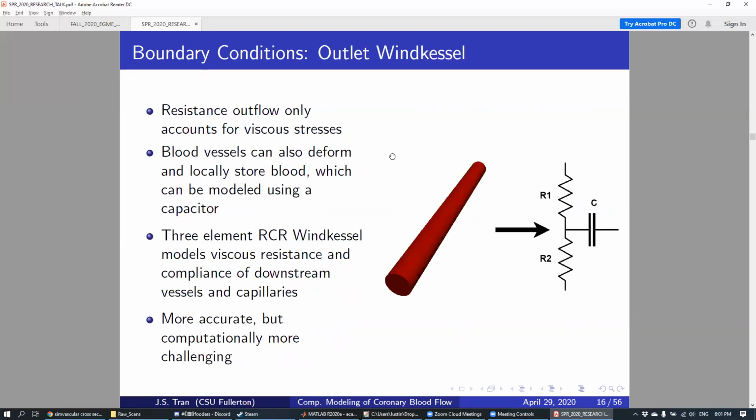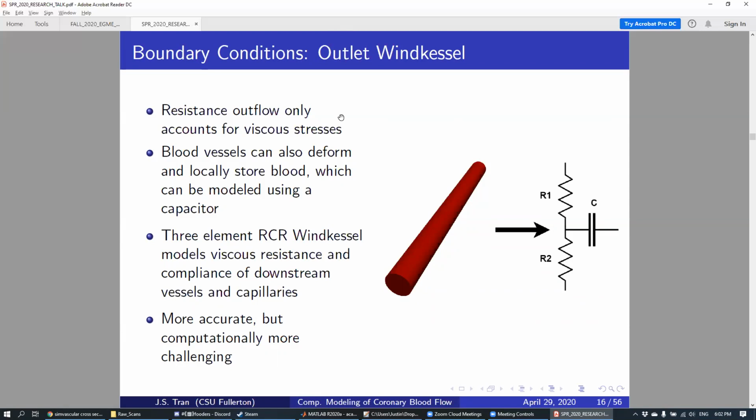Okay, and so the next, more advanced boundary condition that you can do is a Windkessel model. This is a derivative of our outlet resistance, but instead of just a single resistance, we have two resistors and a capacitor. This is obviously a little more complex because we have three circuit elements, but it usually gives you a more realistic product because the capacitor allows us to model a deforming blood vessel. It can take into account the fact that all your downstream vessels can expand and contract and locally store blood.